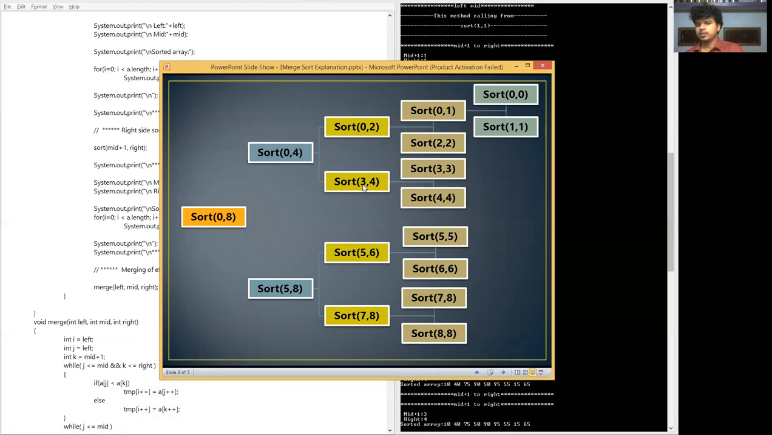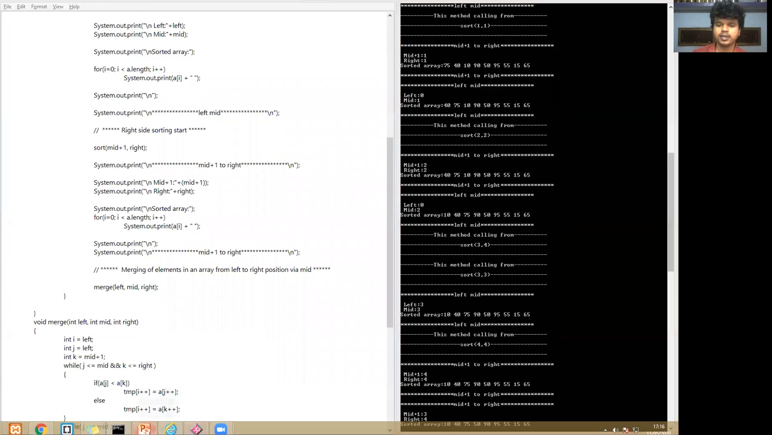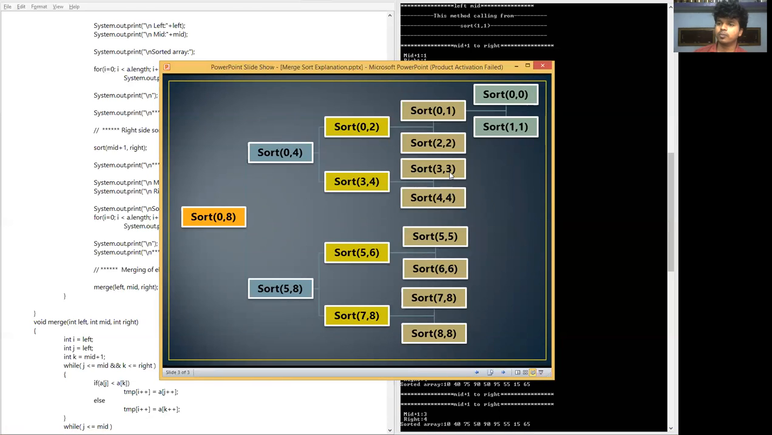Because for sort 3, 4, its left is 3 and the right is 4, and mid is 3 plus 4 by 2, that is mid is again 3. So left 3, mid 3, so sort 3, 3. For the right side array of this sort method, mid plus 1 is 4 and the right is 4. That's why these two methods are called. See here, 3, 3 indicates both indexes are pointed to a single element, so we could not apply any kind of merging on this single element.